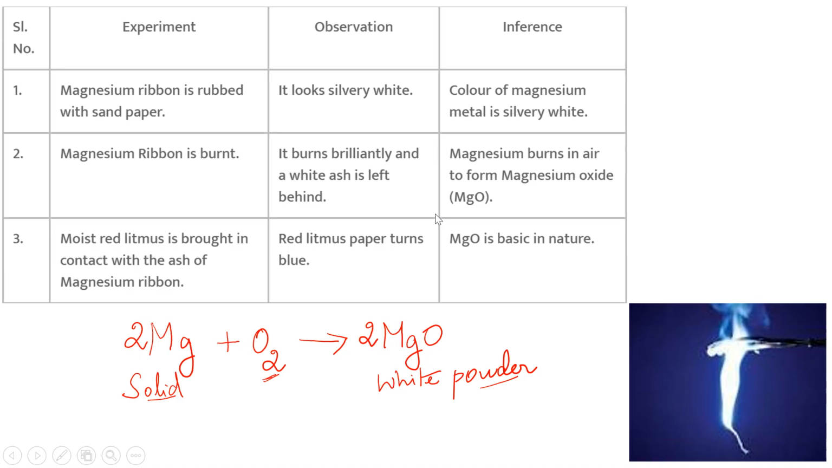Now take this white powder, magnesium oxide, and add this powder to moist red litmus and see the color change. It will change to blue. So red litmus changes to blue. So this shows that magnesium oxide is basic in nature. Okay, so the first reaction is magnesium burns in oxygen to form magnesium oxide, which is a white powder. And this magnesium oxide is basic in nature.